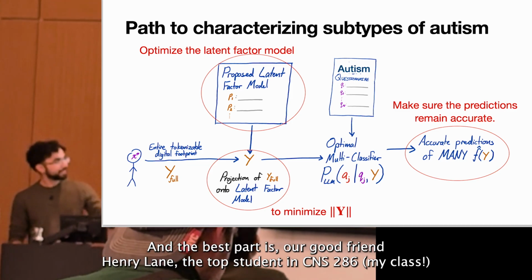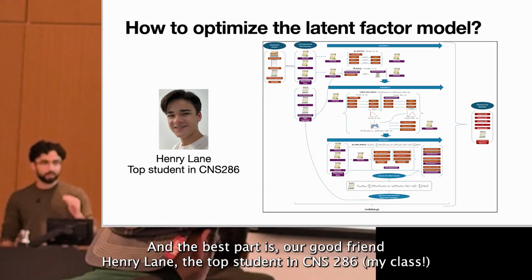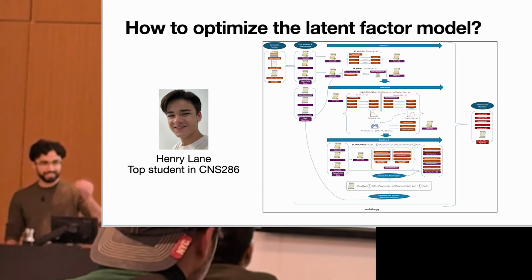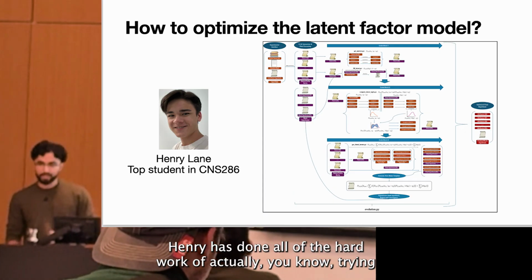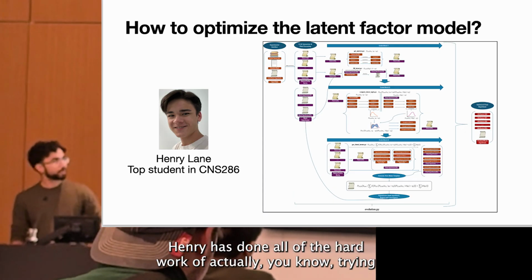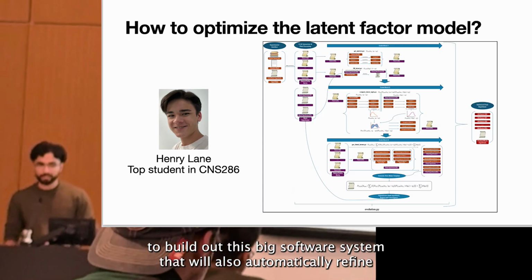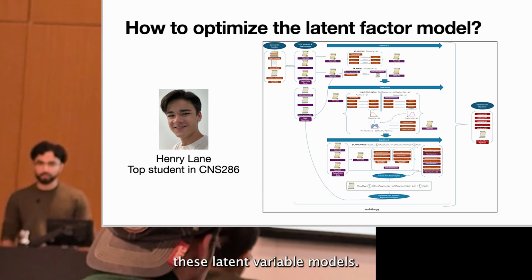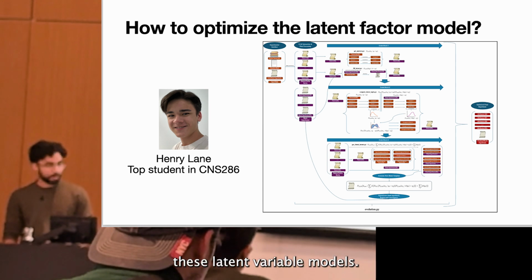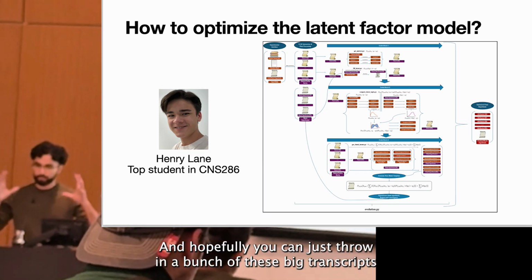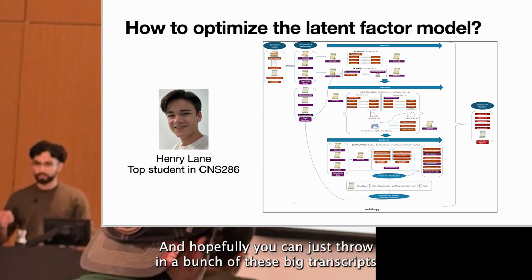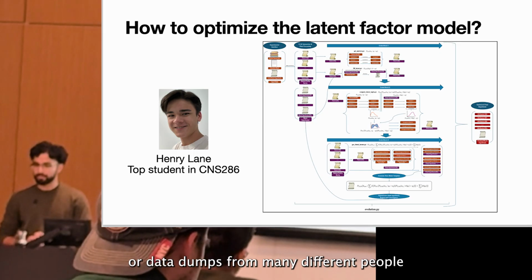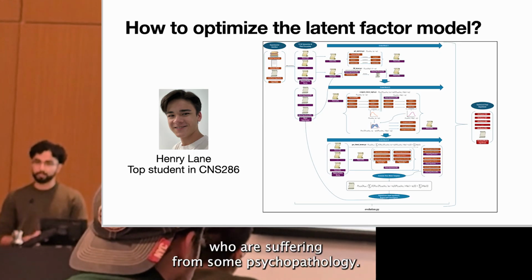And the best part is, our good friend Henry Lane, the top student in CNS 286, well done Henry, has done all of the hard work of building out this big software system that will also automatically refine these latent variable models. And hopefully you can just throw in a bunch of these big transcripts or data dumps from many different people who are suffering from some psychopathology.